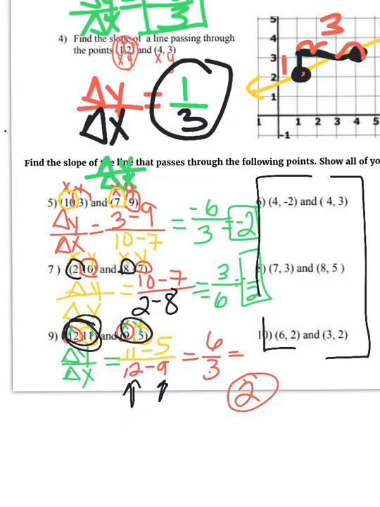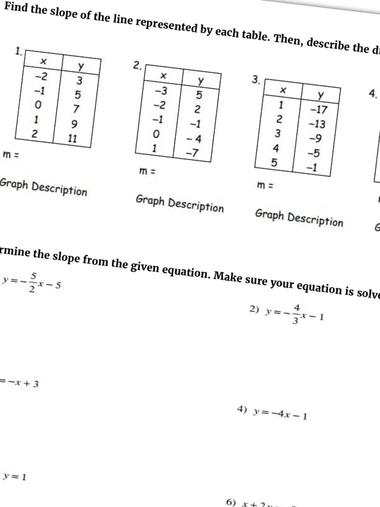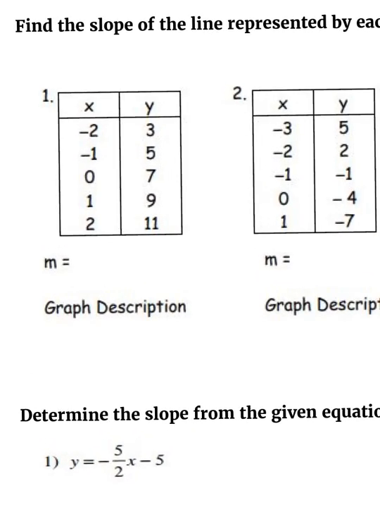Okay. And from tables that are given, and that's it. So this will help you determine how to find slope from a few different given ways. All right, finding slope from a table. So find the slope of the line represented by each table, then describe the direction of the graph. Okay, so let's look at table 1.